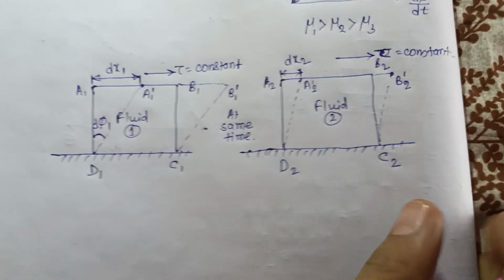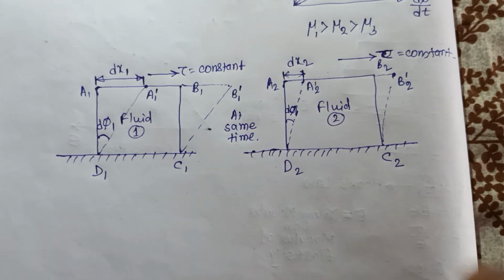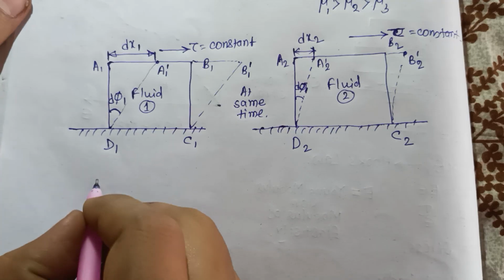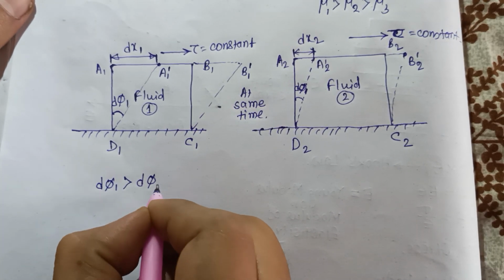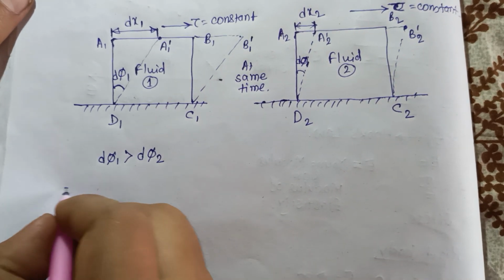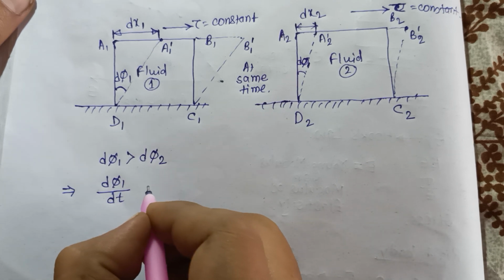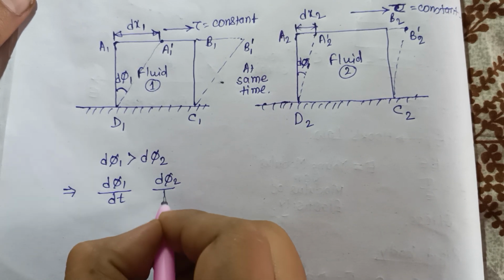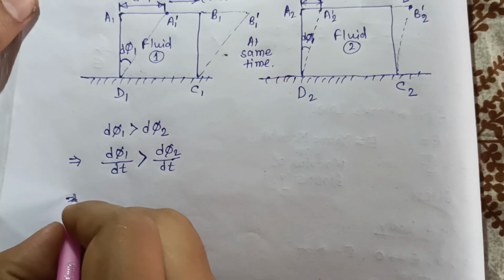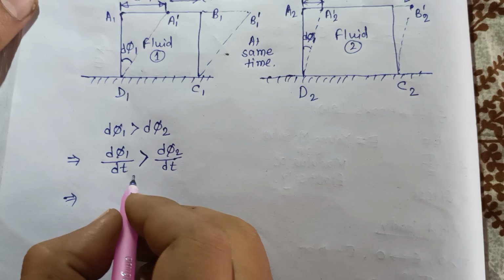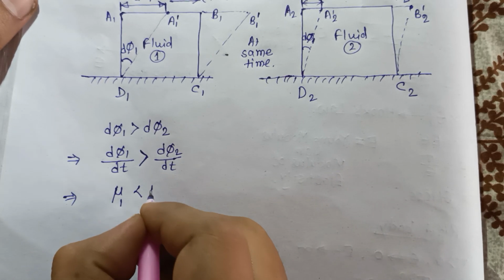Okay, now this is d phi 1. So here you see that d phi 1 is greater than d phi 2. At the same time, d phi 1 by dt and d phi 2 by dt, which will be greater? This will be greater. So if d phi by dt is greater, then mu will be less. So mu 1 is less than mu 2.